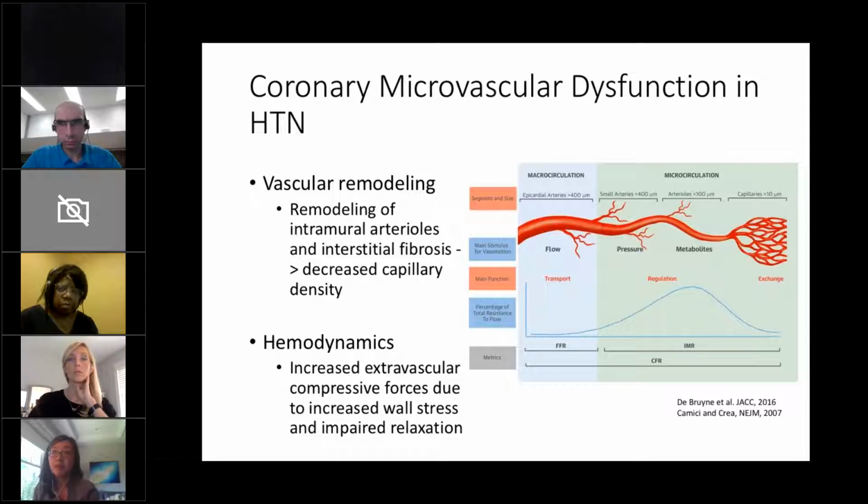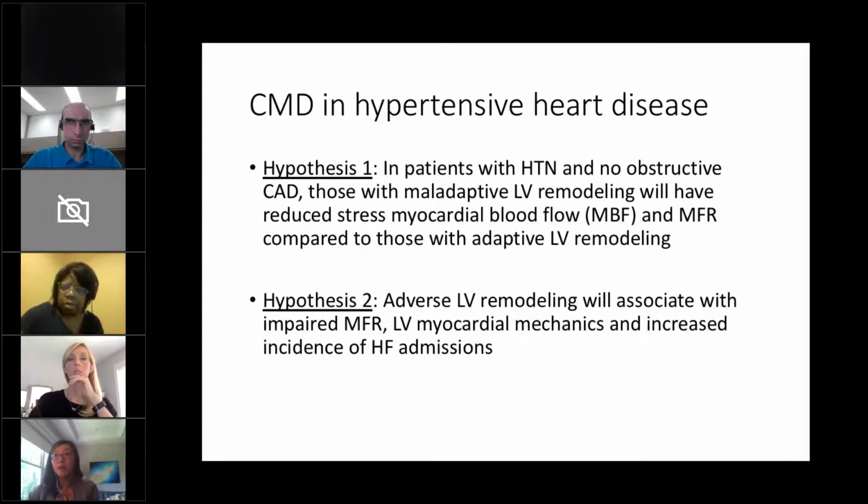So it's been observed previously that coronary microvascular dysfunction is present in hypertension. There are multiple mechanisms for which it's believed for this to happen. Primarily, I'll focus on the vascular remodeling piece involving remodeling of intramural arterioles and interstitial fibrosis leading to decreased capillary density, as well as increased extravascular compressive forces due to increased wall stress and impaired relaxation. Next slide, please.